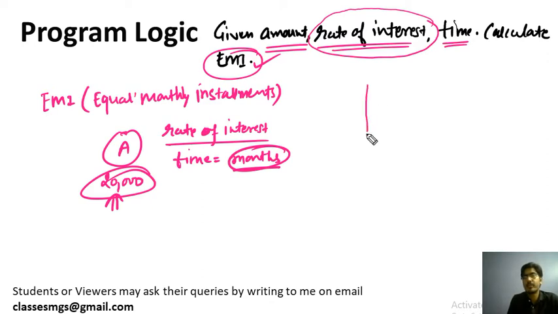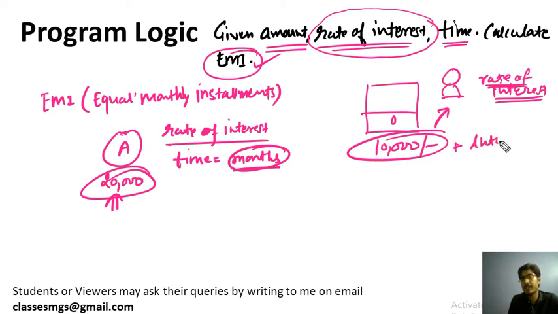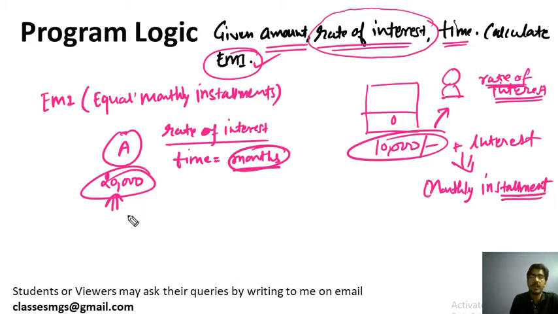Okay, for example, let's suppose you want to purchase a mobile phone and its amount is 10,000, and you don't have the 10,000 right now. Then the seller will charge you some rate of interest, and he will create an EMI for you, so that you can pay this 10,000 plus interest on this amount in monthly installments. So this is how EMI actually works. Okay, so how to calculate the EMI?